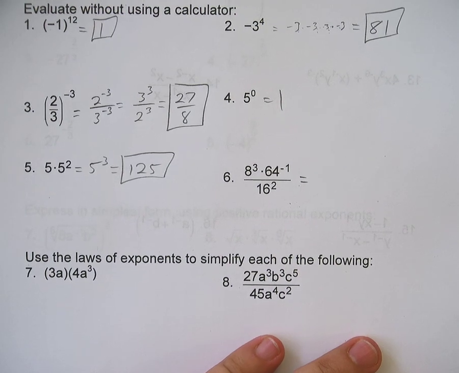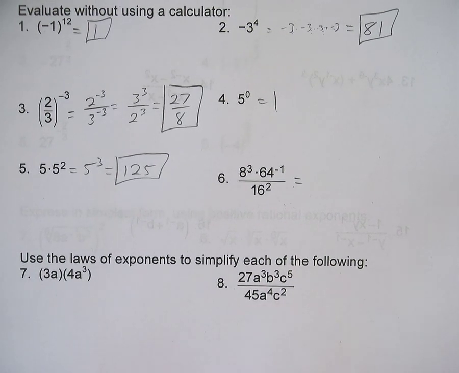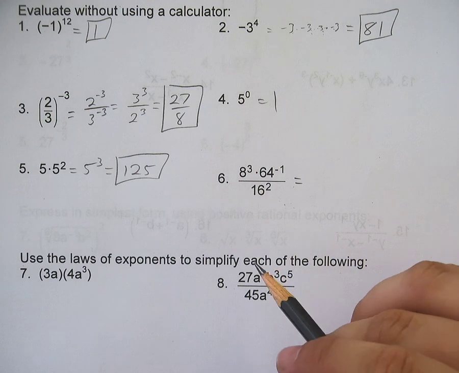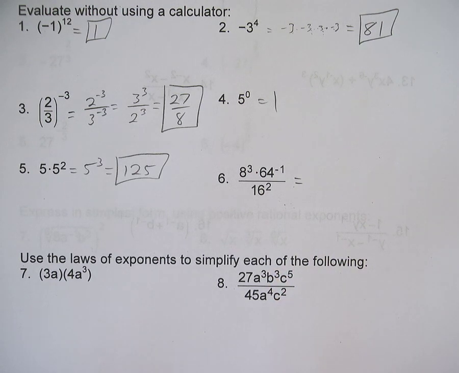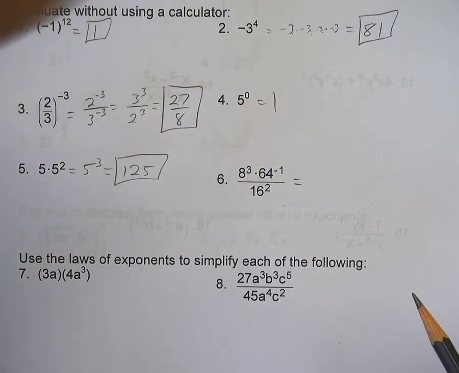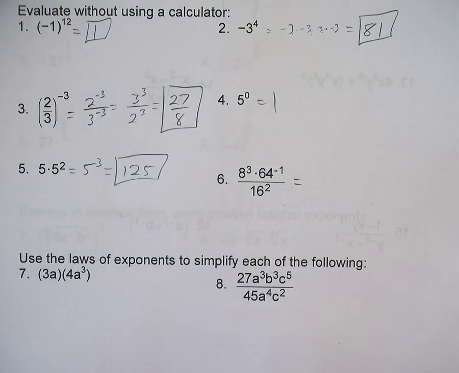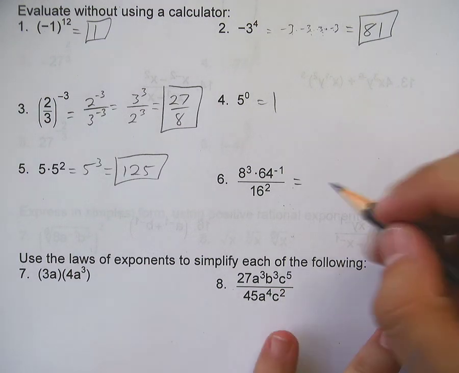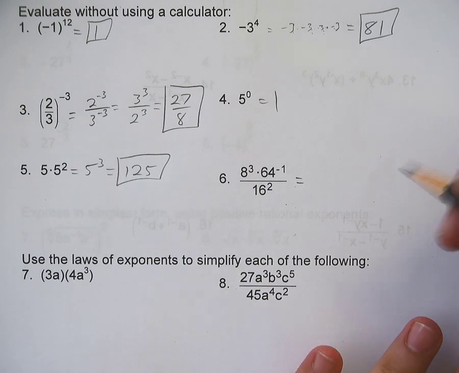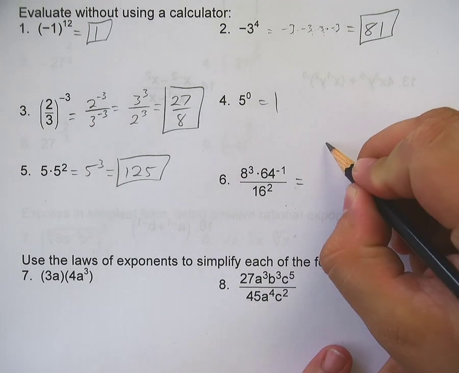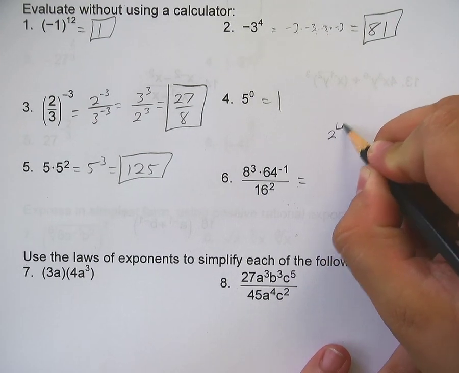Okay, 6. Now, 6 is actually an interesting question. I've got 8, 64, and 16. Oh my goodness. I don't like any one of those numbers because none of them are the same. But what's interesting about these is I can actually write 8, 64, and 16 as all base 2. What do I mean by that? Well, what is 8 in terms of base 2? In other words, it's like saying 2 to what power gives you 8?